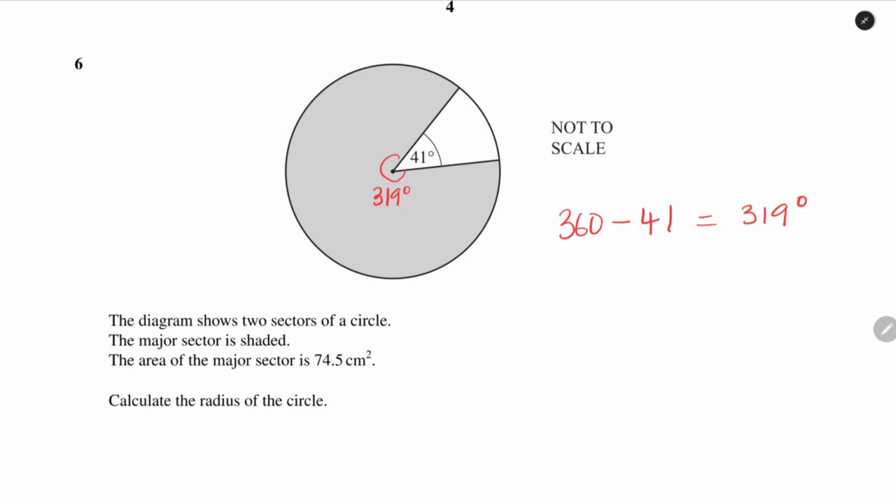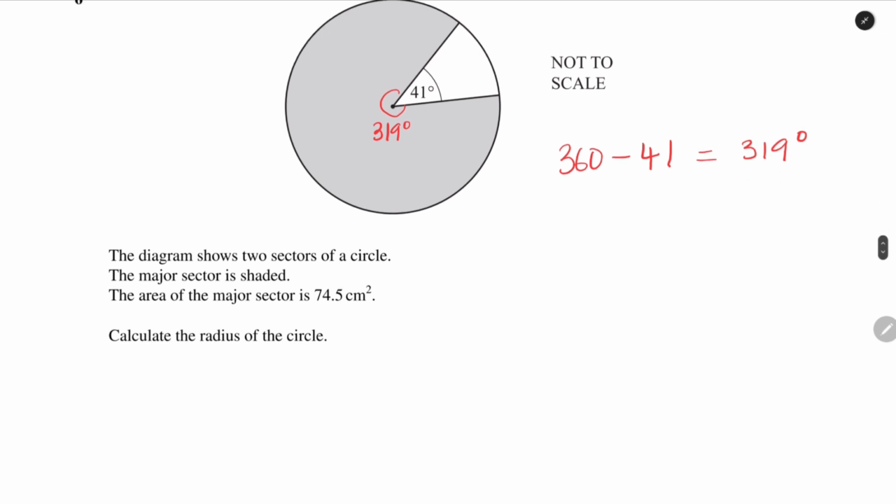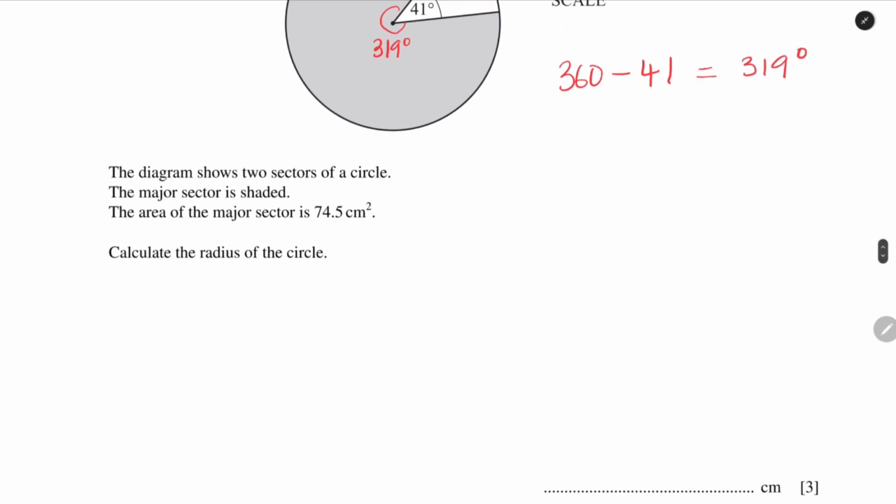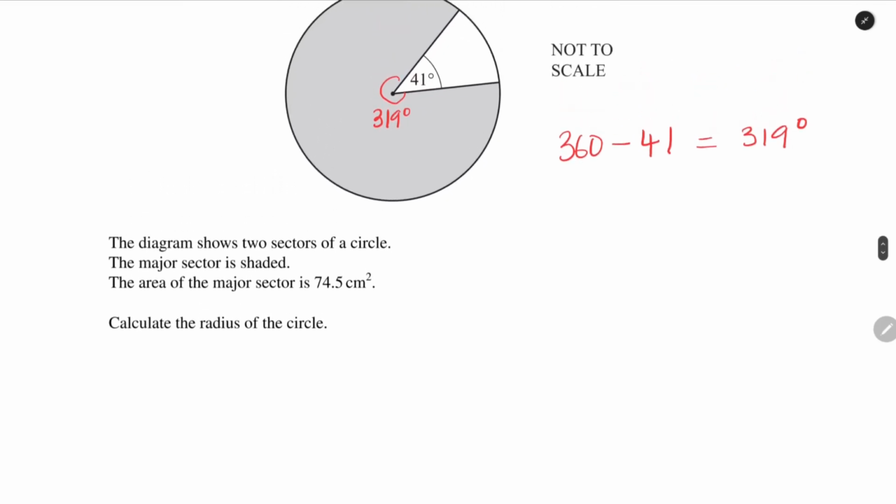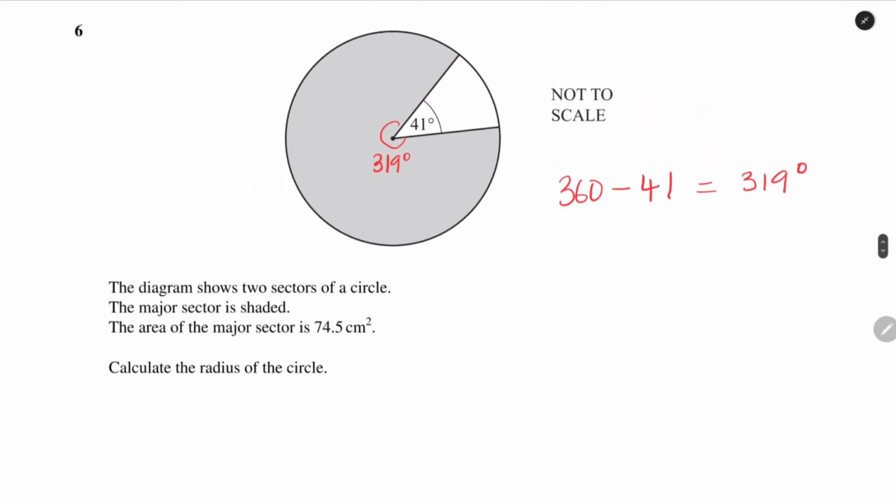Now, the area of the major sector is given by 74.5 centimeters square. We've been asked to calculate the radius of the circle. Now, we have looked at the angle there. We know it is 319. We know that the formula for finding the area of any sector at all is given as area of a sector.